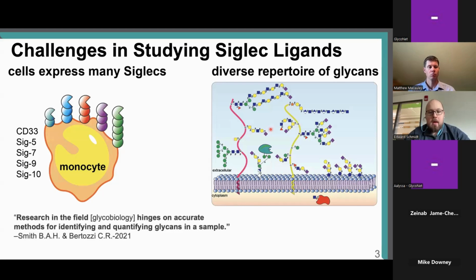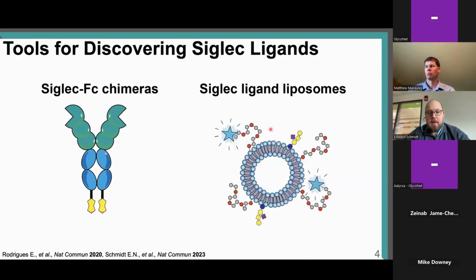And to quote Nobel laureate Carolyn Bertozzi and one of her students, Benjamin Smith, research in the field of glycobiology hinges on accurate methods for identifying and quantifying glycans in a sample. So I'm going to talk about 2 tools that we use to do that: the Siglec-Fc chimeras, which Dr. Macauley talked a lot about, as well as Siglec ligand liposomes. These are very similar to the Siglec liposomes, except this time we put the ligand on the liposome as opposed to the Siglec itself.